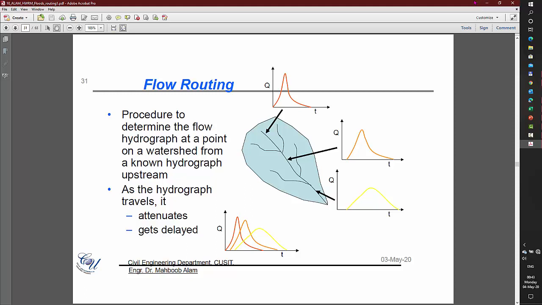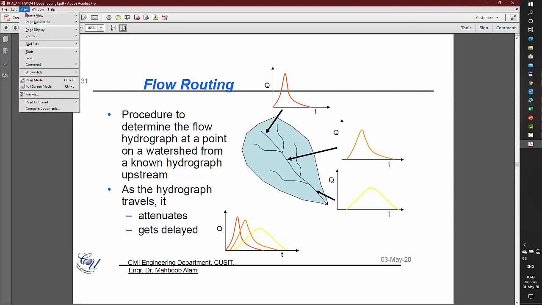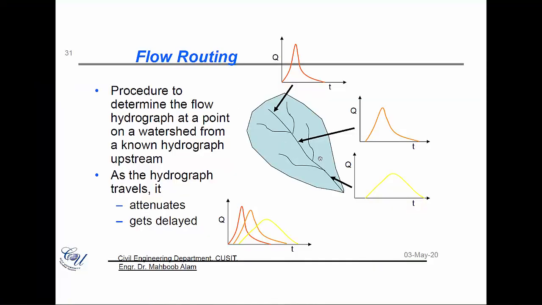Important in that aspect is that you have a hydrograph available to you at some upstream location. Then, as we go along the river downstream, we need to find out what the hydrograph would look like. And this basically is the flow routing.